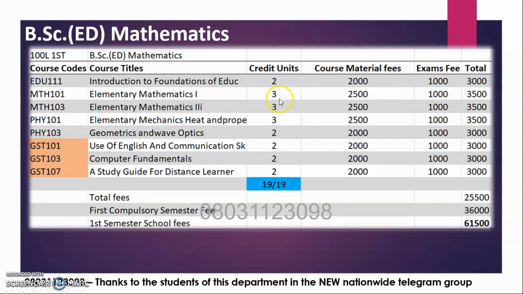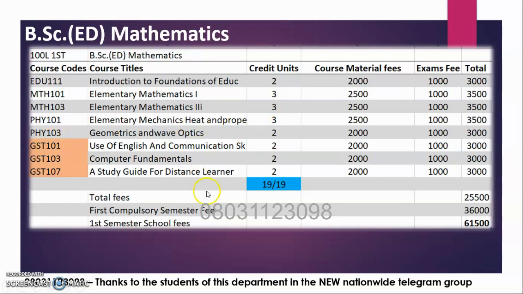So 3 units cost 2,500, and 4 units, 5 units cost 3,000. However, if there are projects, the cost will change. It's not like industrial training, which is sometimes either 6 units or even 3 units. It will be 10,000. So those are special cases though. They are not ordinary courses you register.